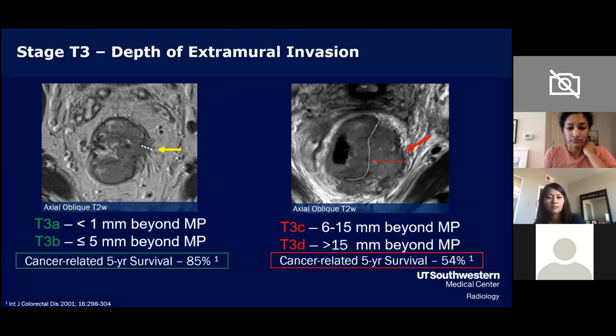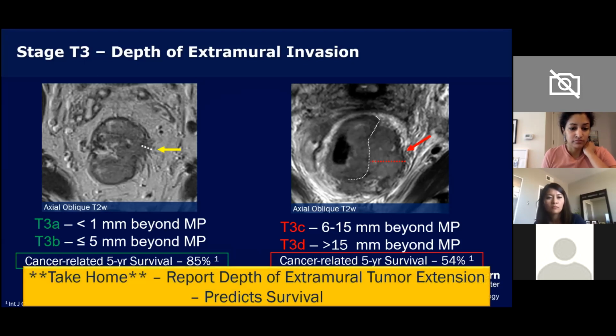They go straight to surgery, and they've found very similar survival and recurrence rates in those patients that are T3B or below and don't get chemoradiation prior to surgery. So for us, it's very important to report this depth of extramural extension because it predicts survival.